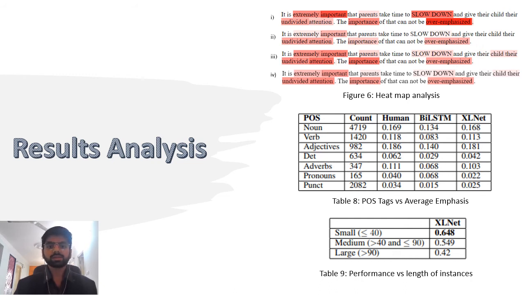Table 8 shows an analysis of POS tags versus the average emphasis scores for our best performing BiLSTM model and transformer model, which is the XLNet model. One interesting observation we can see in Table 9 is that the performance of our best performing model falls with the increasing length of the slides.